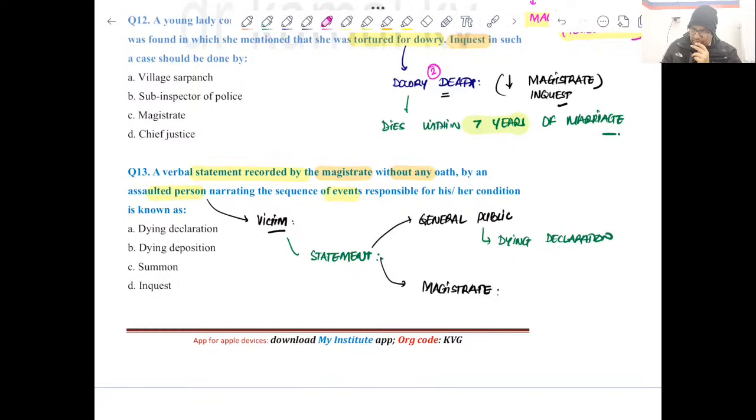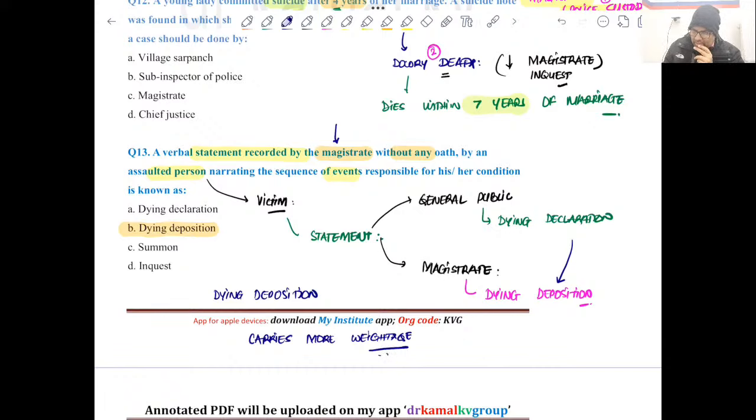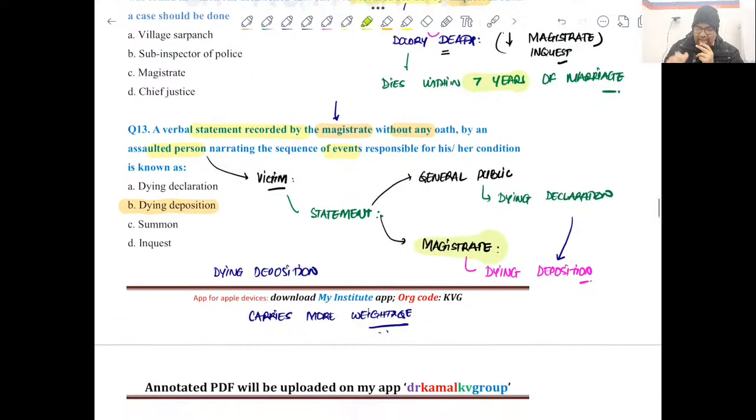If it is given to magistrate, this is dying deposition. Clear? So you have to remember this basic fact. Now here the statement has been recorded by magistrate, so the answer will be dying deposition. And in legal terms, dying deposition has more weightage than dying declaration. So dying deposition carries more weightage. Clear? So it is more legal because the magistrate himself is recording the statement, right? So this is dying deposition.